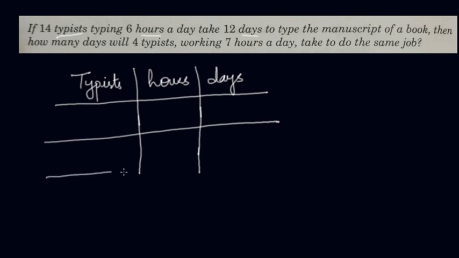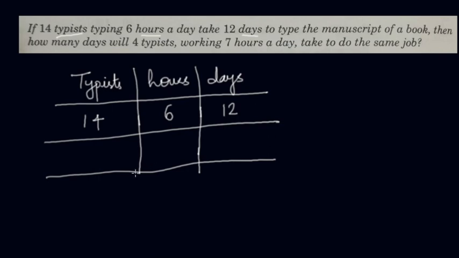Let's look at this. They are saying if there are 14 typists working 6 hours a day, they take 12 days to finish a piece of work, and the piece of work could be writing as good as 100 books. I don't know how many books they are talking about, to type a manuscript in this case.